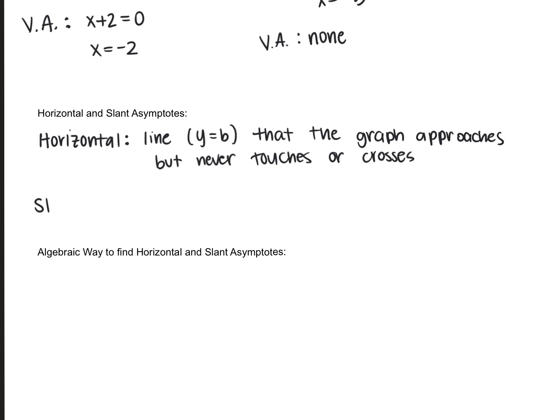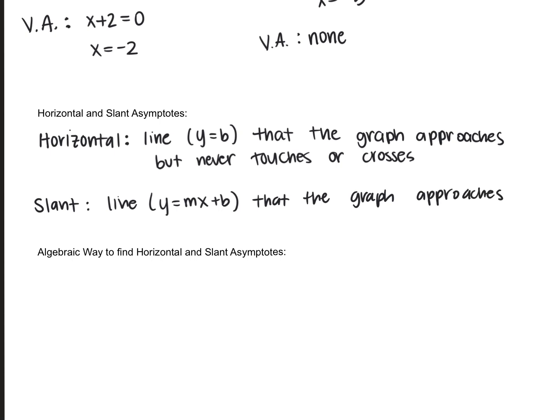A slant asymptote is very, very similar, except it's a line of the form y equals mx plus b. So it's a linear equation, a linear line that the graph approaches but never touches or crosses.